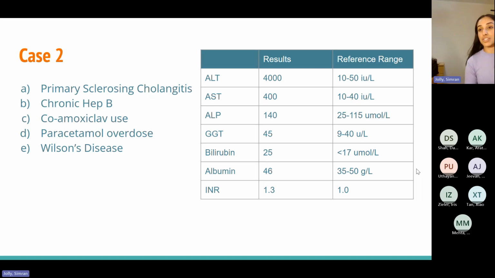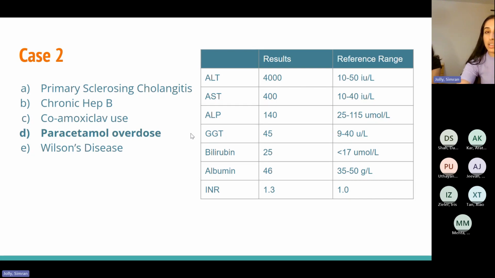So there is a part of the page specifically about drug overuse and talking about whether it causes a hepatocellular injury or a cholestatic injury. And so co-amoxiclav use does cause a cholestatic picture. And so in this case, we're saying it's obviously not that because the ALP hasn't risen as much. So it's likely to be a paracetamol overdose.